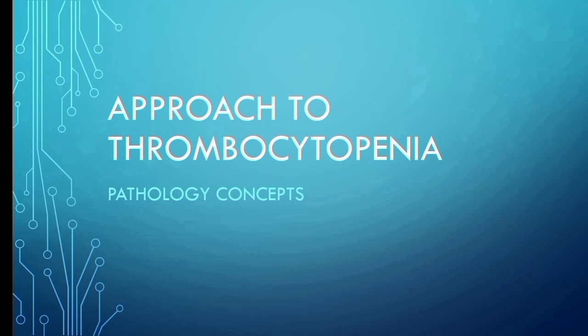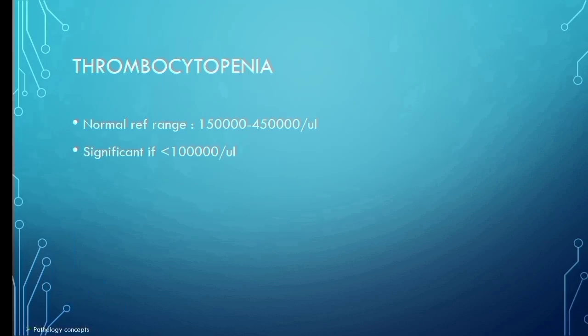Thrombocytopenia is low platelet count. Normal reference range for the platelet count is 1,50,000 per microliter to 4,50,000 per microliter. If platelet count is less than 1,50,000 per microliter, then it is called a thrombocytopenia.